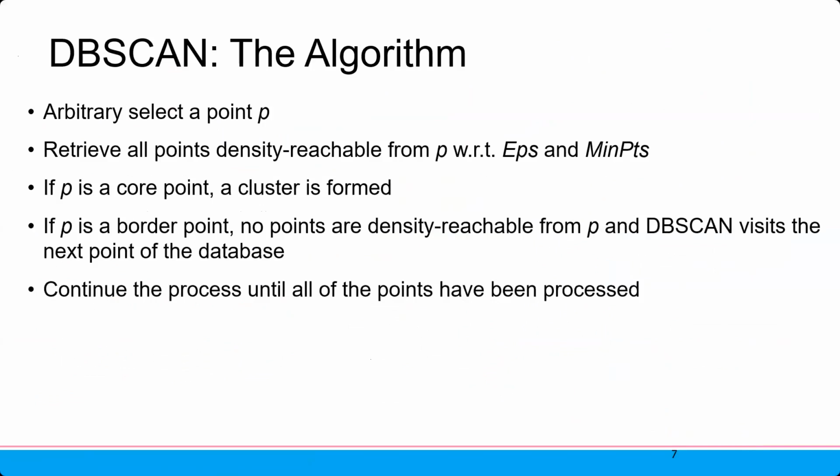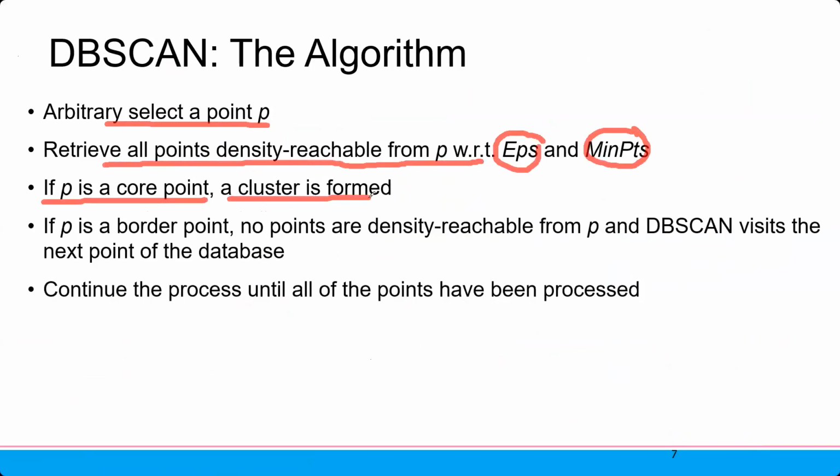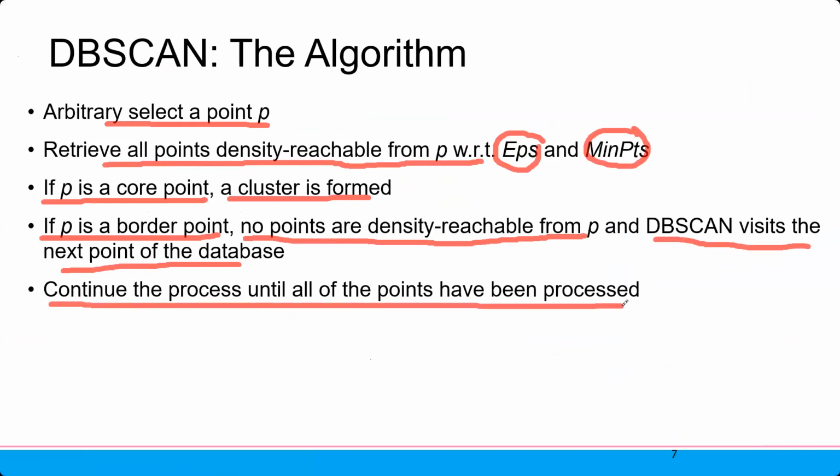So the algorithm of DB-scan: first select a point P and then retrieve all points density reachable from P with regard to the EPS and the minimum PTS. If P is a core point, then a cluster is formed. If P is a border point, then no points are density reachable from P. DB-scan visits the next point of the database and continues the process until all of the points have been processed.